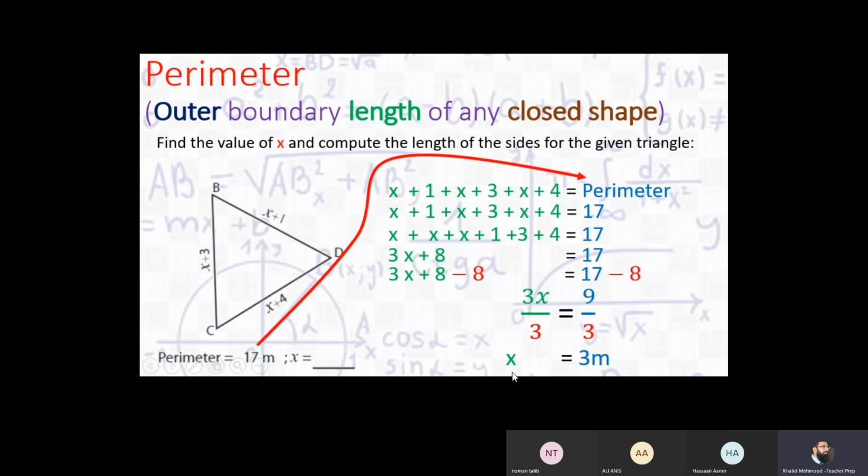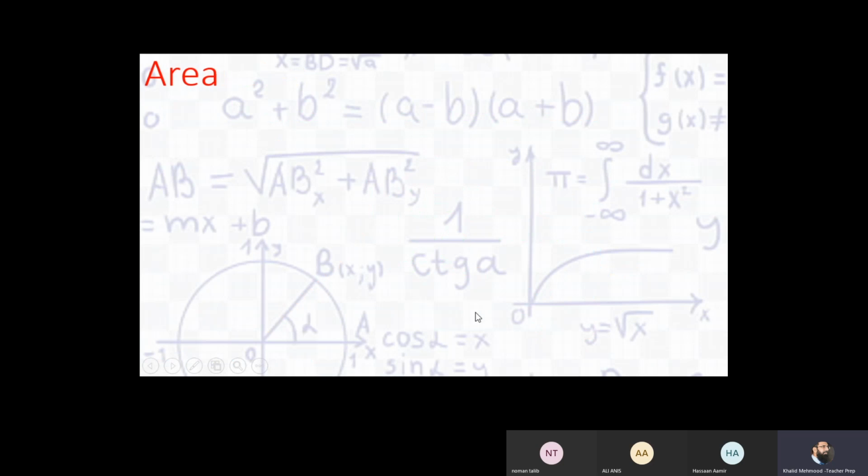Now with the value of x, we can get the side lengths. x plus 1 means 4, and this is in meters, so this will be 4 meters. x plus 3 means 3 plus 3, which is 6 meters, and x plus 4 means 3 plus 4, which is 7 meters. So like this you have to calculate as well.